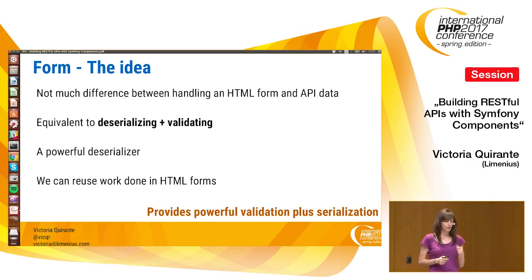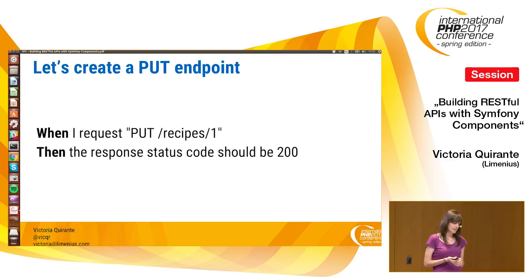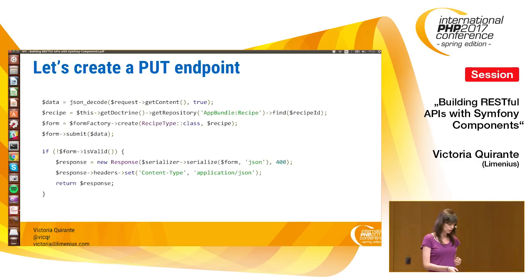This component is going to provide a deserializer and validation. A powerful deserializer, actually, and validation. So that's why we normally use it when building APIs as well. To see it, let's build a PUT endpoint. This PUT endpoint needs to return a 200 status code, and let's see how it looks. We have our data, decoded from the content of the request, and then we will build our form, and bind the data to it.